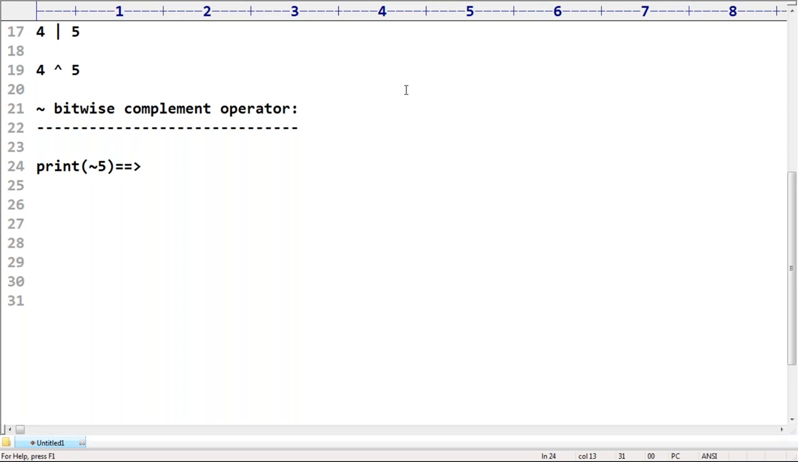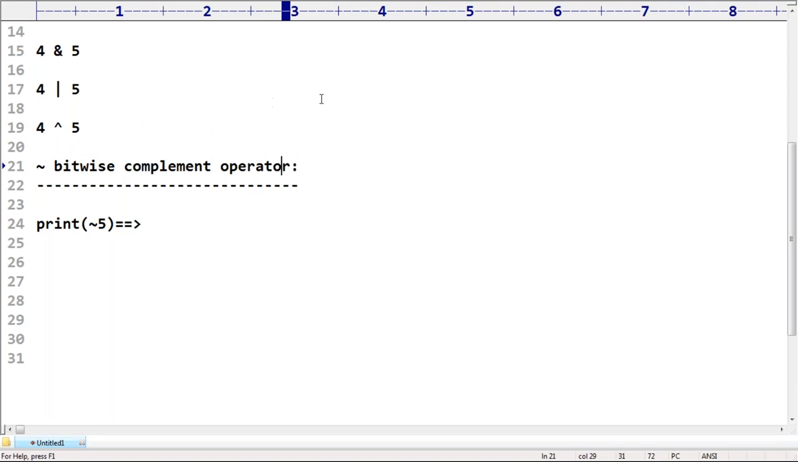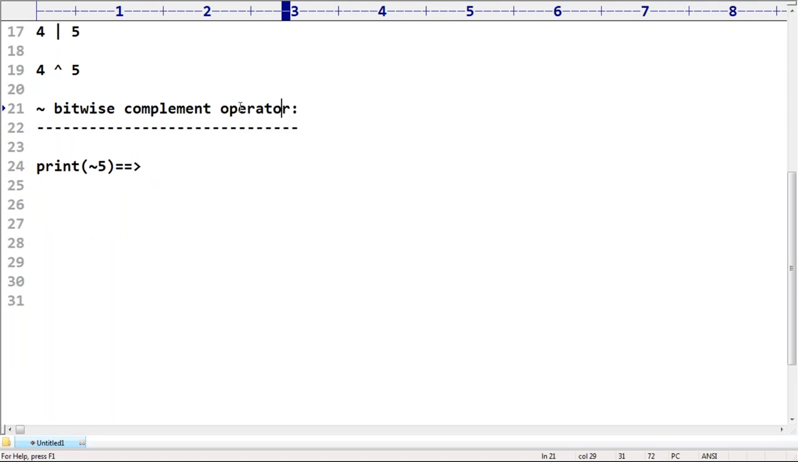If you can take the negation of 5, can anyone please tell what the answer is? What answer are we going to get by default? Not 4 and 5, 4 or 5, or 4 XOR 5, I am taking the negation of 5. This one is a bit of a dangerous operator. Take very special care about this one.